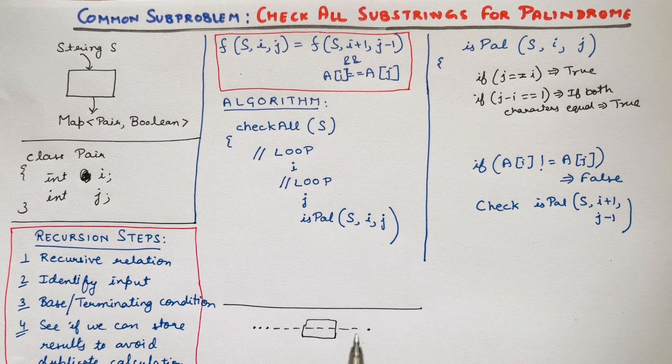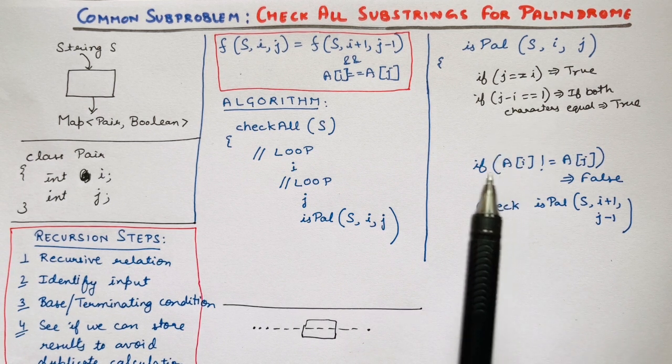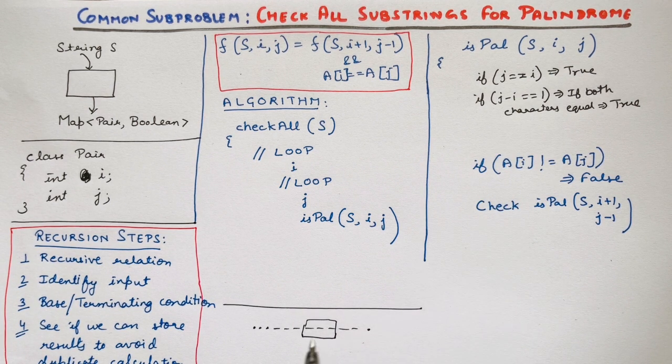We should somehow store these results. Whenever we have calculated for a particular I, j, let us store it somewhere, and when we are getting the call for a particular I, j, let us just check if we have calculated that earlier. And we can easily do that with the help of a map.